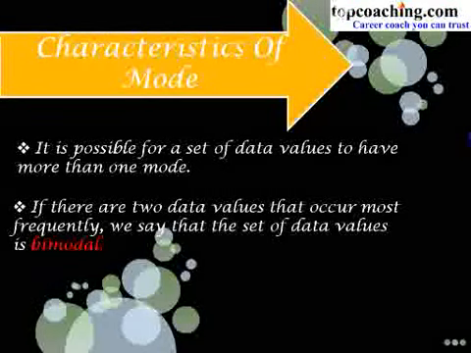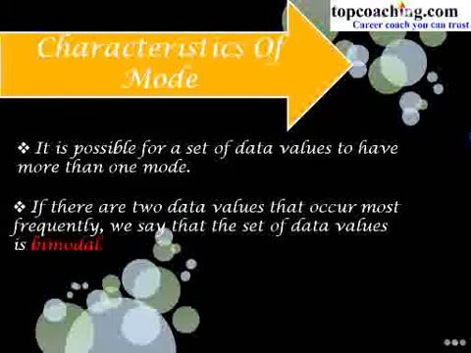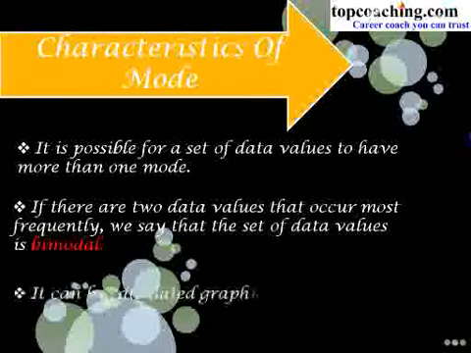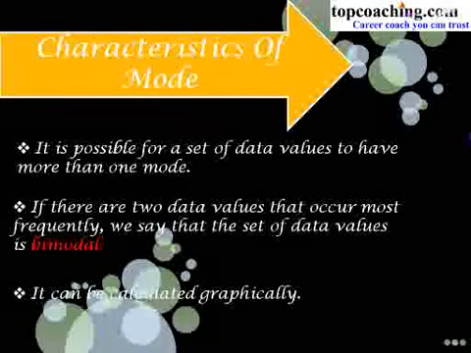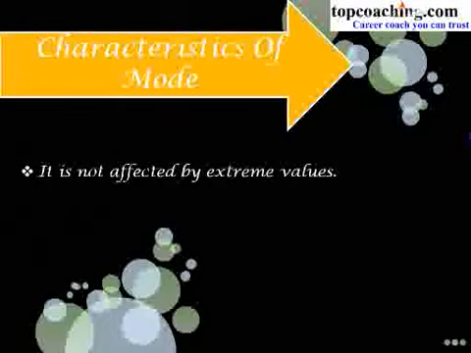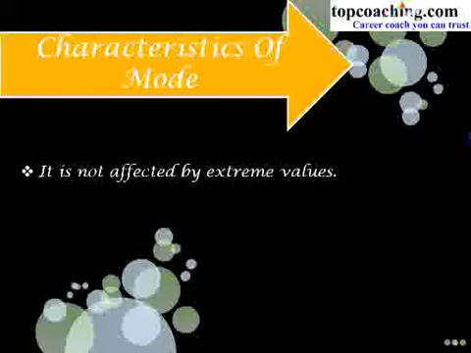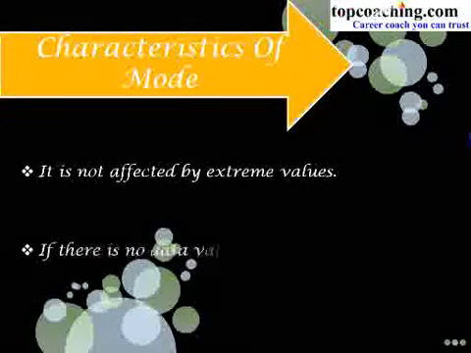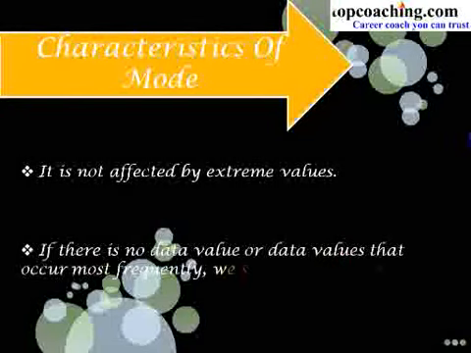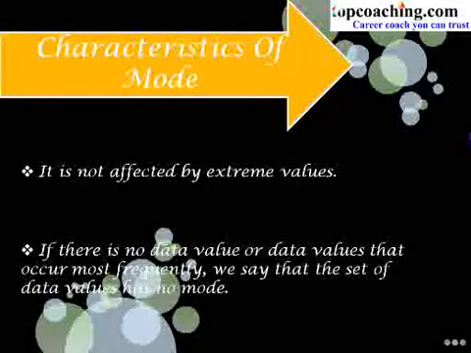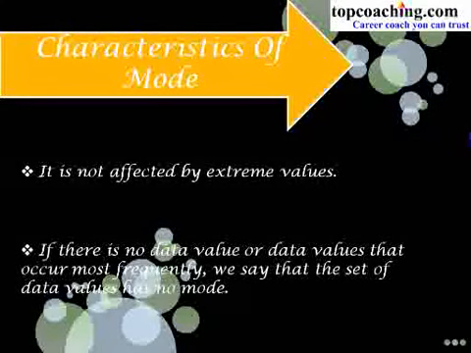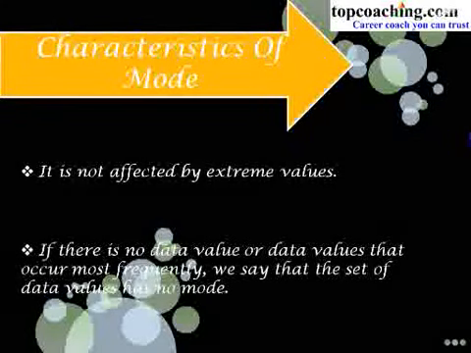Second characteristic: if there are two data values that occur most frequently, we say that the set of data values is bimodal. Similarly, if there are two modes in the given series, then we can say that series is bimodal. Third, it can be calculated graphically. It is not affected by extreme values, that is, neither by the lowest value nor the highest value. If there is no data value that occurs most frequently, we say that the set of data values has no mode at all.